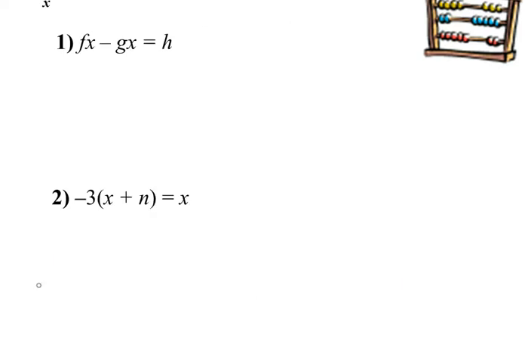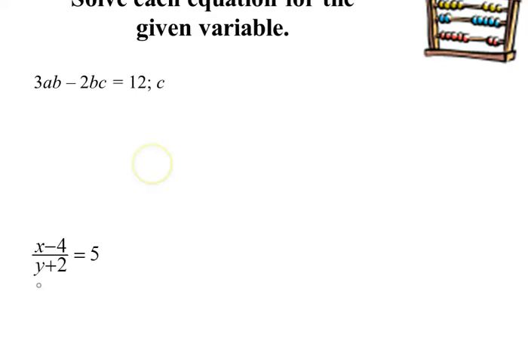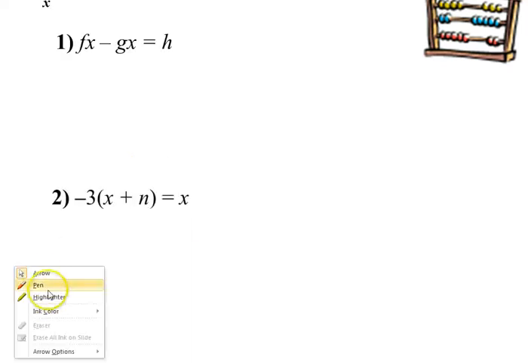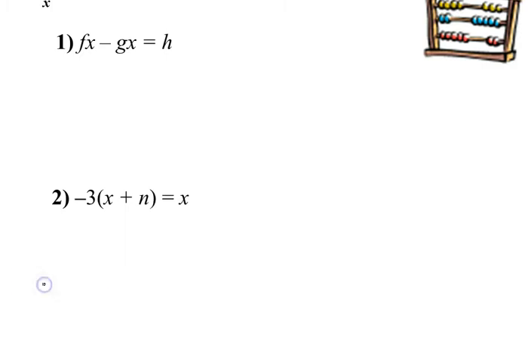Alright, now it's getting a little bit more complicated. So here we need to solve for x, and in this case we have two x's. So we have f times x minus g times x. In that case, we need to undo this. So we have to do the opposite of the distributive property. So here we have to factor out the x's.